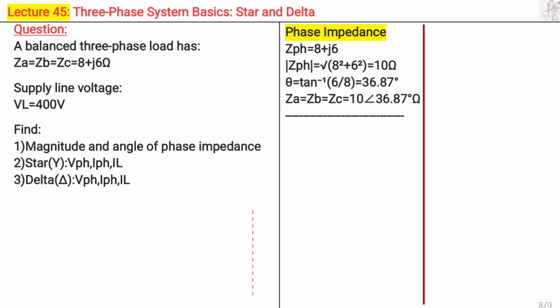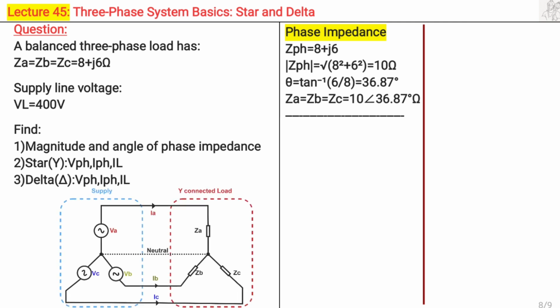Converting it into phasor form, the magnitude is simply the square root of 8 squared plus 6 squared, that is 10, and theta is tangent inverse of y by x, that is 6 by 8, which comes out to be 36.87. So in phasor form it is simply 10 angle 36.87 degrees ohms. Now we know that the line voltage is 400 volts. That means this voltage is 400 volts.